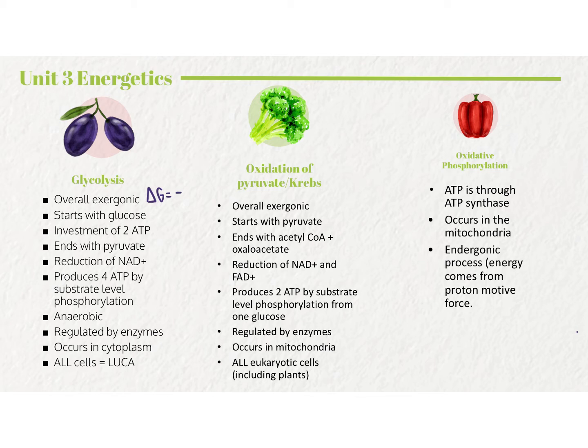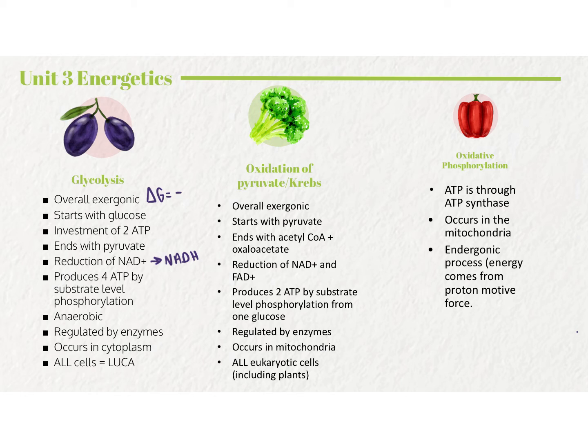During this process, there's also going to be the reduction of NAD plus down to NADH. And we're going to produce 4 ATP by a process called substrate level phosphorylation. Overall, the process of glycolysis is anaerobic. It does not require oxygen, and it's regulated by enzymes, 10 enzymes in the cytoplasm. Now, because this is an anaerobic process, all organisms use the same exact 10 enzymes, and it occurs in the cytoplasm. Those are pieces of evidence that glycolysis was the process performed by LUCA, the last universal common ancestor.